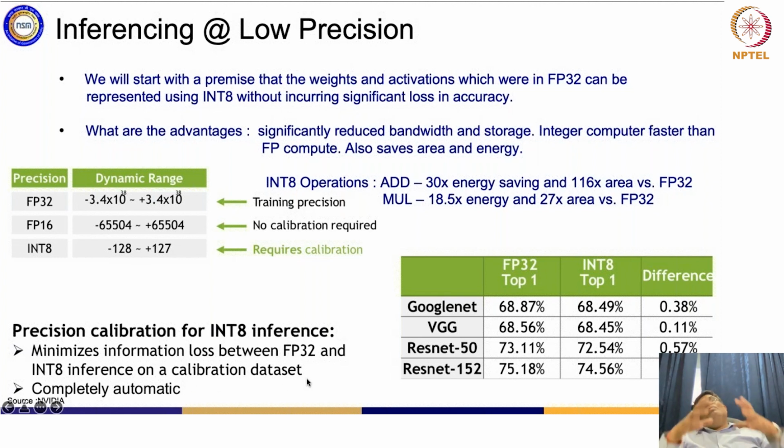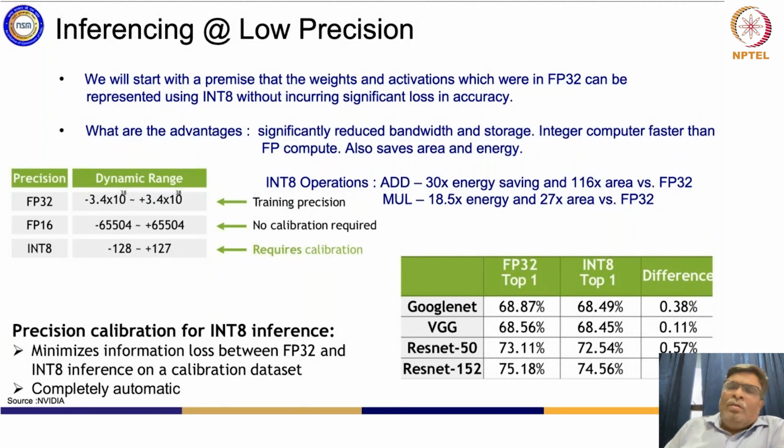So there has to be a specific calibration data set designed before you convert your FP32 into int8, and that calibration data set is going to ensure that your precision, your accuracy is not affected. And this will be done automatically, right? So it is completely automatic. Okay, now let us try to understand the difference in the performance or accuracy of various networks.